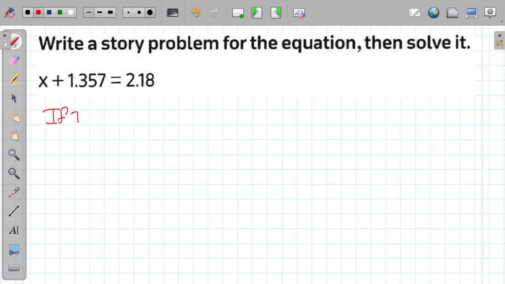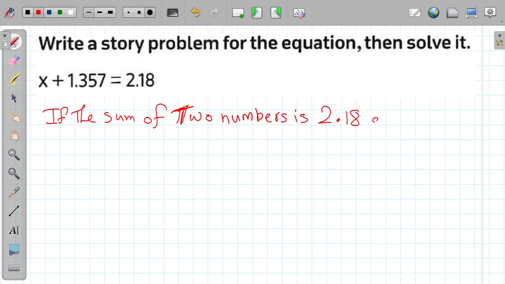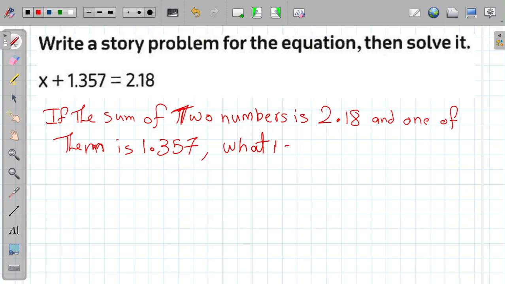If the sum of two numbers is 2.18 and one of them is 1.357. What is the other number? Okay, this is a story problem, and this is the equation that expresses the story problem.